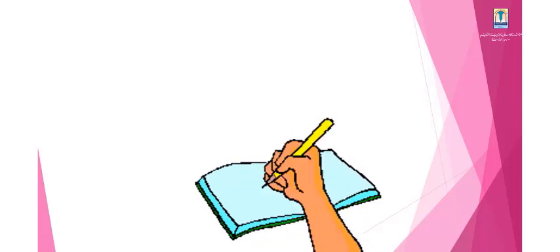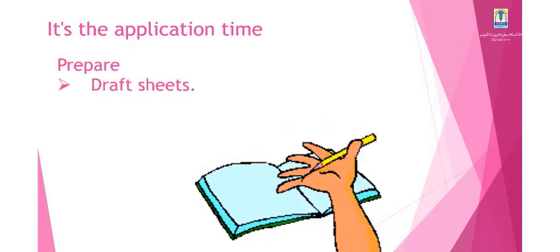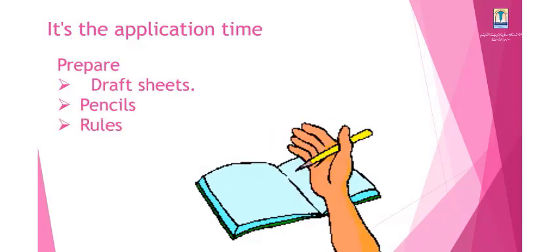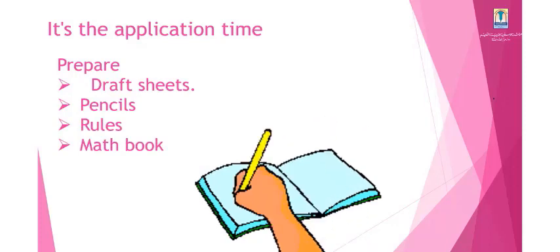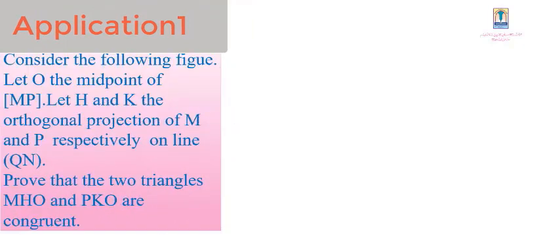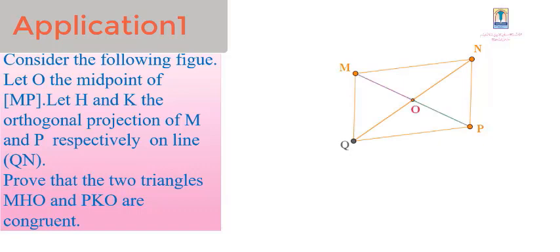Now it is the application time. Please prepare draft sheets, pencils, rulers, and math book. Application 1. Consider the following figure. Let O be the midpoint of segment MP. Let H and K be the orthogonal projections of M and P respectively on line QN. Prove that the two triangles MHO and PKO are congruent.